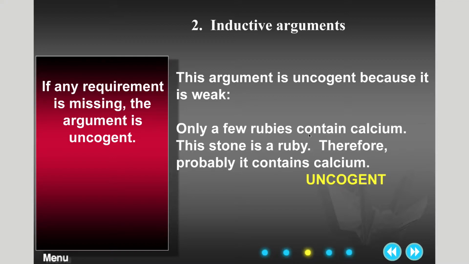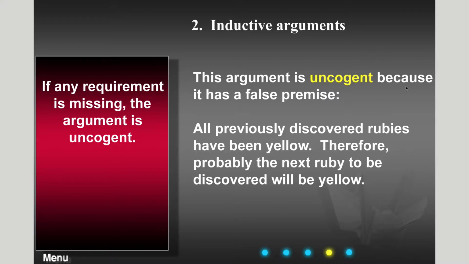So because it is a weak argument, it is automatically uncogent. So this argument is uncogent because it has a false premise. So it may have met step 1, but it's not going to meet step 2. So let's see if it's a strong or weak argument.